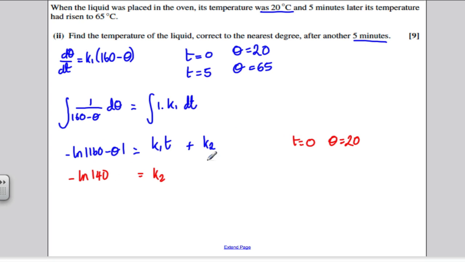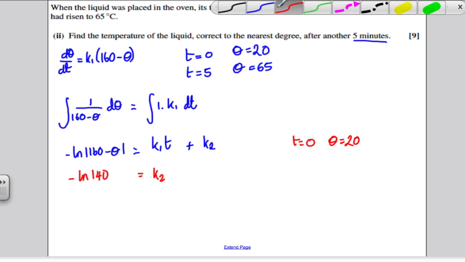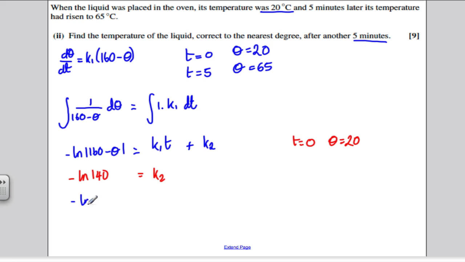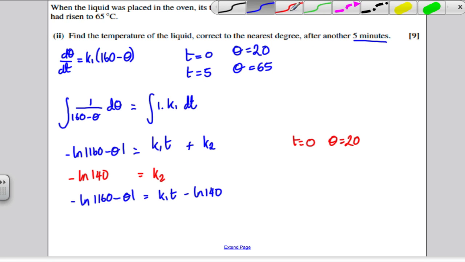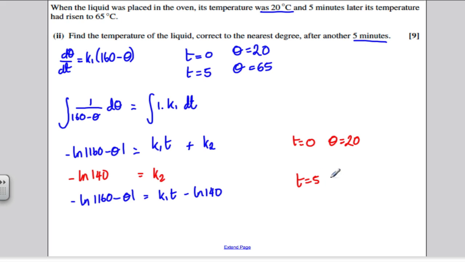Now let's try and find k1. Actually, let's just write out what our differential equation has as a solution at that point. Minus ln of 160 minus theta must equal k1 t minus ln of 140. Now I want to find k1, so I'm going to use the fact that when t is 5, theta is equal to 65. Subbing this in here, 160 minus 65 is 95, so I would get minus ln 95 is equal to 5 k1 minus ln 140.